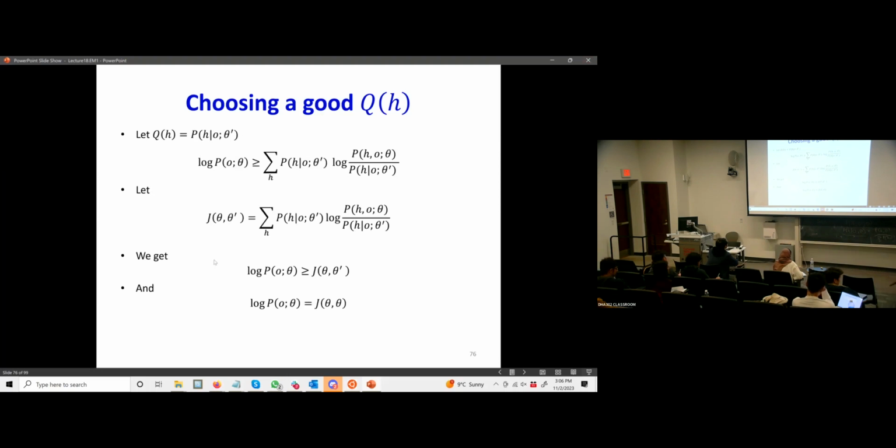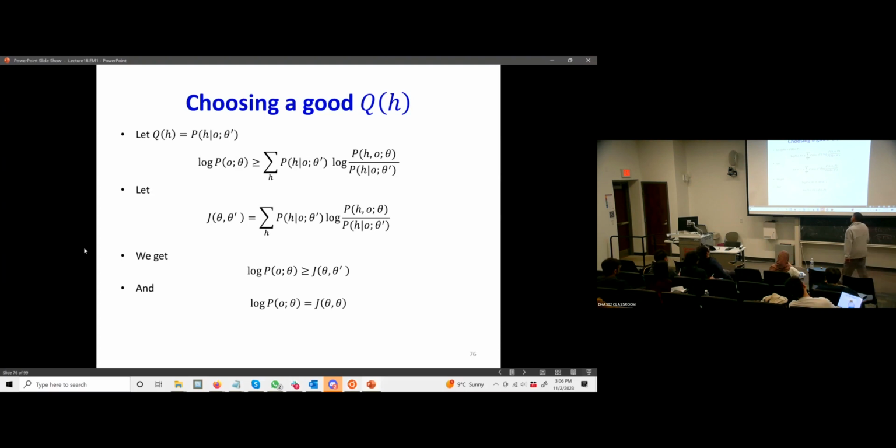This is summation over H, P of H given O at theta prime times log of P of O comma H at theta divided by P of H given O at theta prime. There's only one term which depends on theta over here, which is in the P of O comma H. The rest are theta prime. It's something that's given, right?